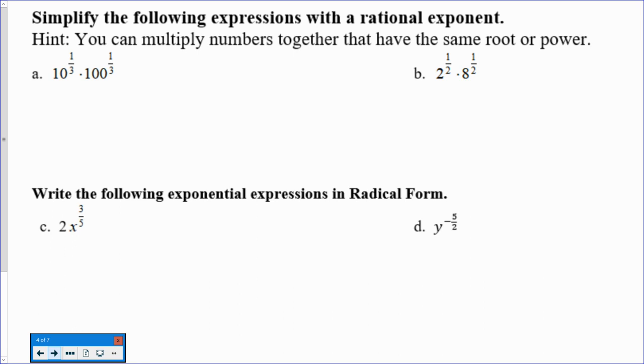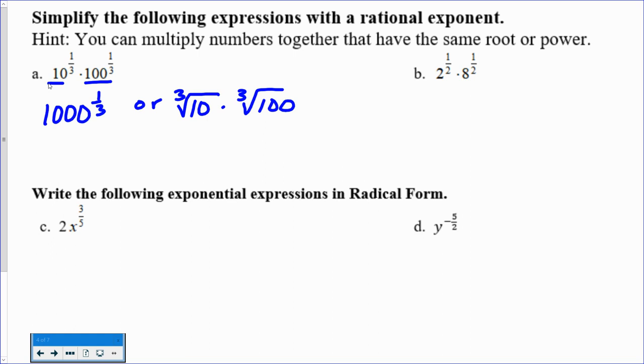All right, so if we go to simplify these next few problems here, you are allowed to multiply numbers together that have the same root or power. So a few different ways you can think of this. You can look at, well, they're both the 1/3 power. So I can take 10 times 100 and get 1,000 to the 1/3, but I do not change the 1/3 power. Okay? Or you could think of this as the cube root of 10 times the cube root of 100. Then since they're both a cube root, I am allowed to multiply what's inside, which gives me the cube root of 1,000. So either way, 1,000 to the 1/3 power, we know is the same value as the cube root of 1,000, whether you'd rather convert it to that radical form, if that's helpful or not. But either way, we get a value of 10.